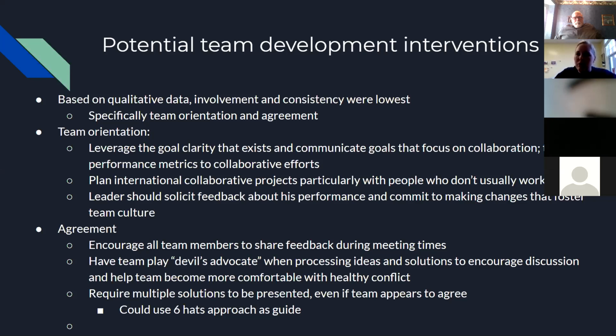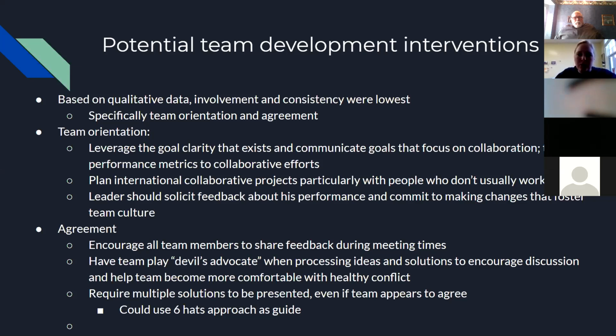And then thinking about the agreement, so helping the team reach consensus, encouraging team members to share feedback during meetings. There's two ways that we've talked about helping that. As you're talking about a new process or an idea, encourage people on the team to play devil's advocate. So even if everyone agrees that plan A is maybe the best way to go, have people play devil's advocate just to make sure that we're thoroughly vetting the way things are working, and create a safe space in team meetings where people feel like it's okay to disagree with what the main group is and encourage that healthy conversation. And then require that your team present more than one solution to a problem.